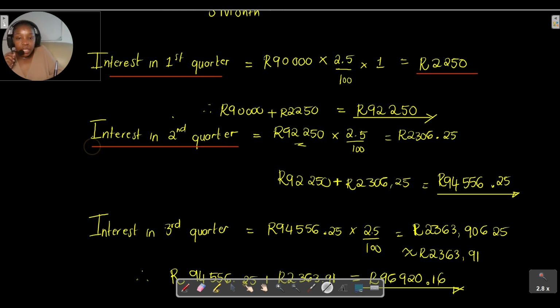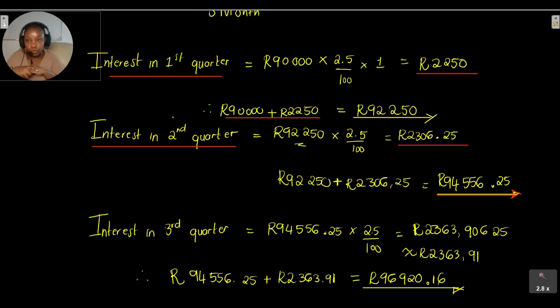Now, to calculate the interest on the second quarter, we take the accumulated amount, 90,000 plus the interest, and we got that it is 92,250. Now we multiply with the interest rate, and that will give us the interest that is charged in the second quarter. They're charging him 2,306.25. Then we want the accumulated amount: take the 92,250 plus 2,306.25. This helps us get the accumulated amount. That means that in the second quarter, the total amount that he owes the bank is 94,556.25. We are not done.